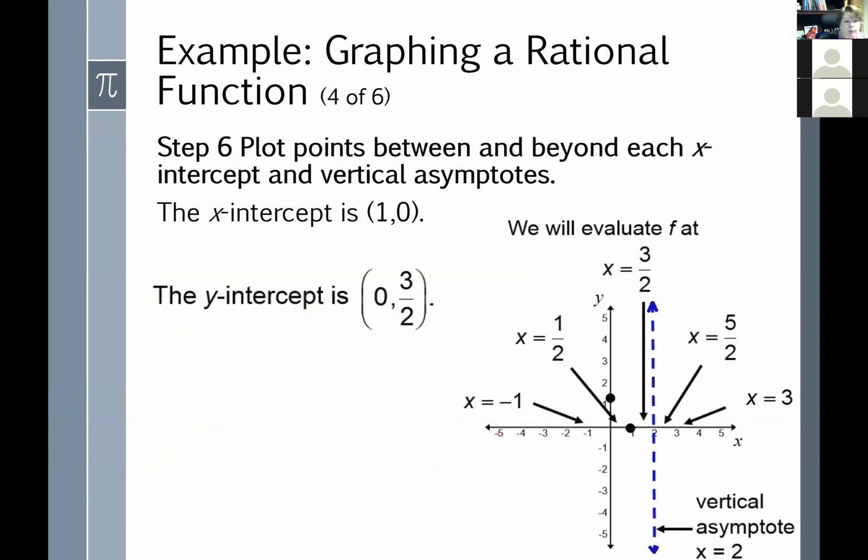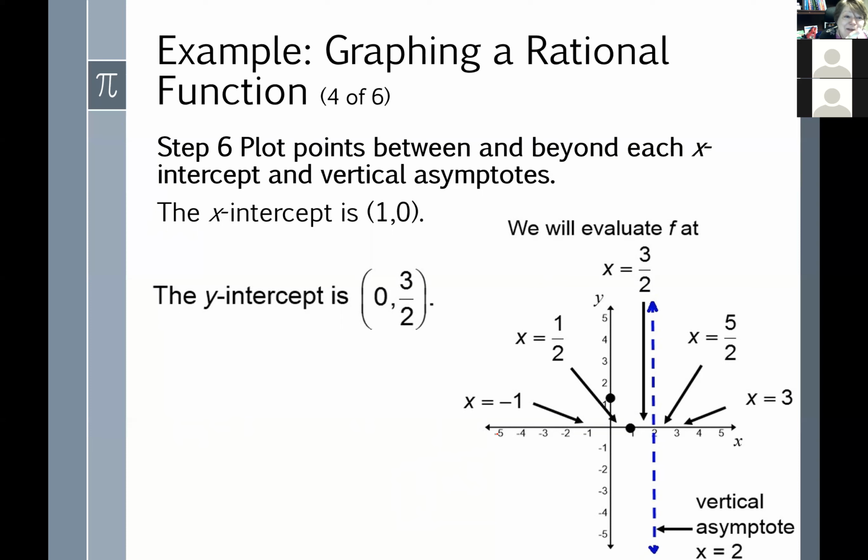All right, so now we go and we plot all that stuff. Plot the x-intercept, plot the y-intercept, draw the vertical asymptote at x equals 2. And so now they say, okay, then I want to plot some points to the left of the x-intercept and maybe some points to the right of that asymptote. So I'm going to evaluate this function at -1, at 1/2, at 3/2, at 5/2, and 3.